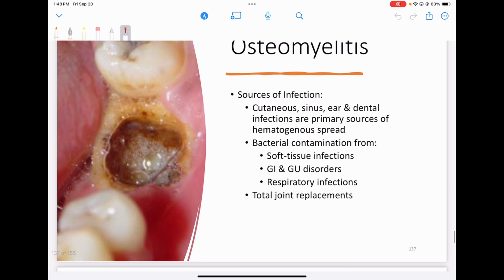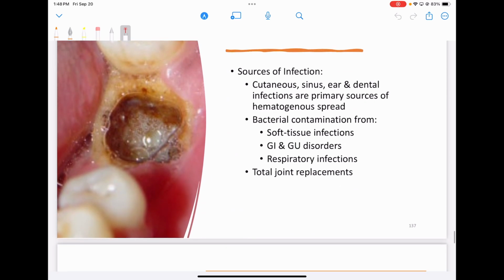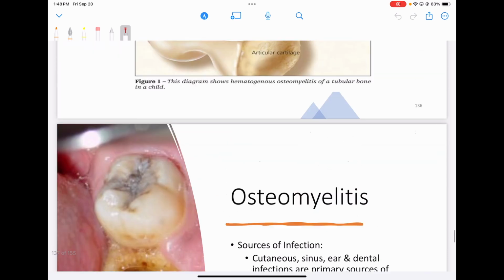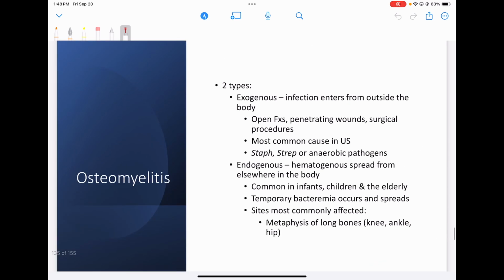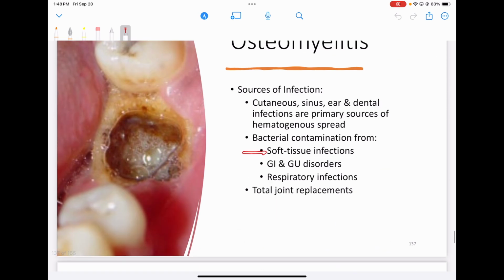This is osteomyelitis, again, of the mouth. Sources of infection: cutaneous, bacterial contamination, soft tissue disorders, GI, respiratory infections. Remember, these are all ways to get into the body from outside sources. And remember we said, what's the most common cause? Exogenous, coming from the outside in. And look at these ways to get in: soft tissue, GI, GU, respiratory. That's how you can get into the body from outside.